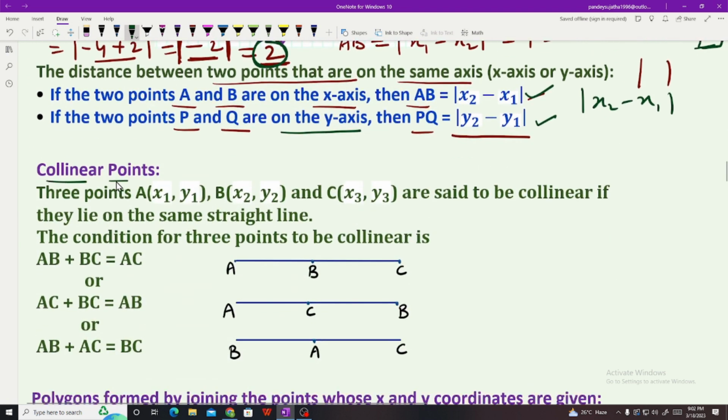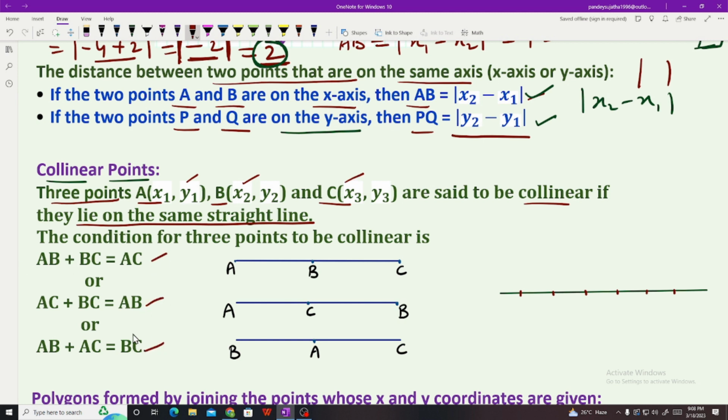Next, the collinear points. 3 or more than 3 points, if they are on the same line, are said to be collinear points. So here 3 points A, B and C are said to be collinear if they lie on the same straight line. So when the question asks you to prove whether A, B and C are collinear points or not, to prove this, you need to show one of these three conditions.